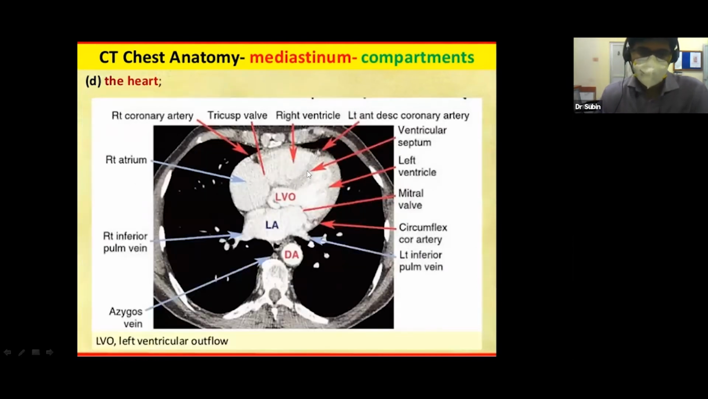All right, so this is the view in which the heart is seen best. So that's the left ventricle. You can see the wall of the left ventricle on this side, and the right ventricle is in front of the left ventricular outflow tract. On the right side is the right atrium, and on the left side posteriorly will be the left atrium. Here you see the pulmonary veins draining in.